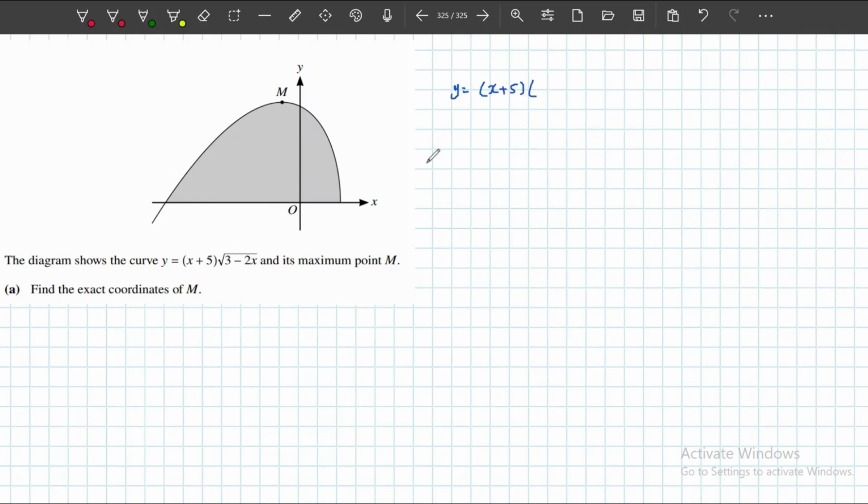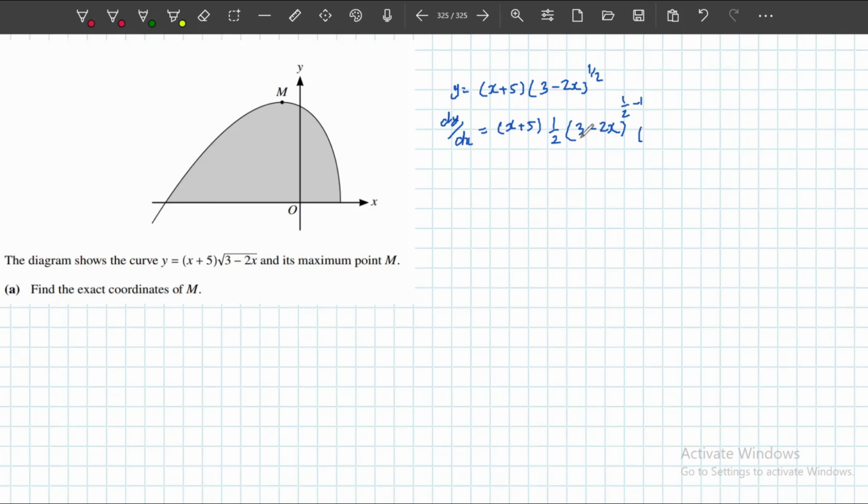We can write the square root form as power 1 by 2, which is (3 minus 2x) power 1 by 2. We will apply the product rule as well. So the derivative of this function is dy over dx. I will consider x plus 5 as the first function, which stays the same, and take the derivative of the second function. When you apply the derivative on the second function, bring down the power, which is 1 over 2, and subtract 1 from the power, means 1 over 2 minus 1.